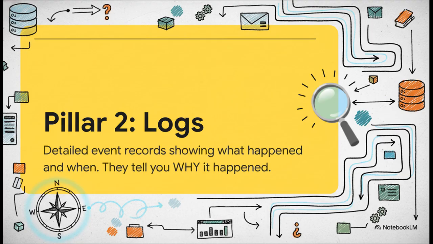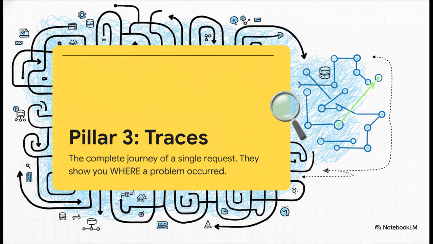Okay, next up, we've got logs. These are the super detailed, line-by-line event records. So if the metrics tell you that there's a problem, the logs are like the field notes that tell you why it's happening. They give you all the juicy context behind the numbers. And the third pillar is traces. And this is where that whole map metaphor really shines. A trace follows one single user request through its entire journey, across that whole complicated maze of microservices.